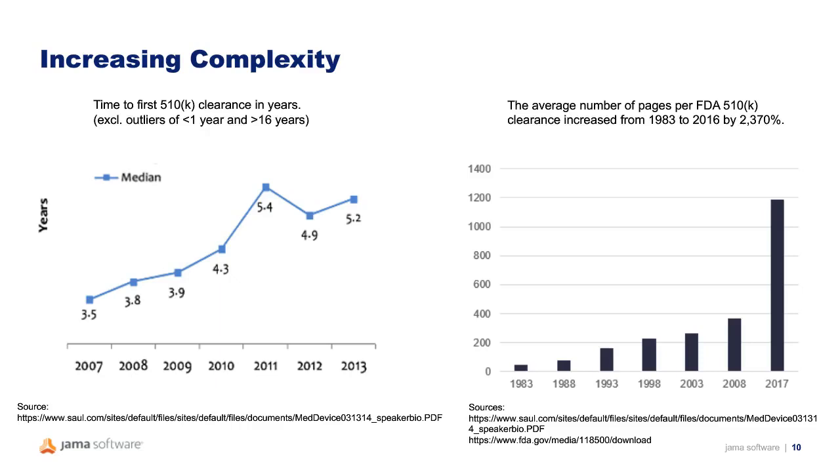And consider this, that chart starts at 1983, and Microsoft Word, which many of the customers I work with are transitioning away from, was launched in 1983. And that's when the 510K averaged about 50 pages.